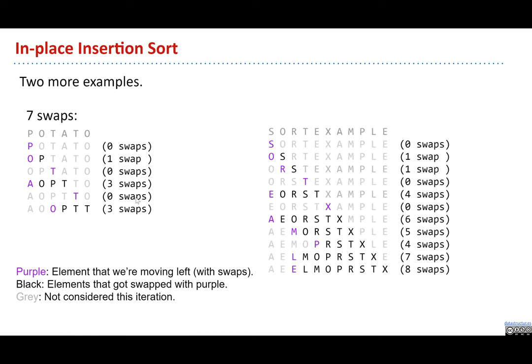Here's an example out of the optional Princeton textbook. Very cute sort example. It turns into A-E-E-L-M-O-P-R-S-T-X. The coloring here matters. What we've got is the purple item in each row, which if you have full color receptors is obvious. Sorry if you can't differentiate the black from the purple, but this leftmost item on every row is purple. And these are the traveler and where it ended up. Black is an item that was swapped. Gray is somewhere that didn't get considered. So we have 0 swaps, 1 swap, 1 swap, 0 swaps. That's why these are gray and so forth. So there are 36 total swaps.